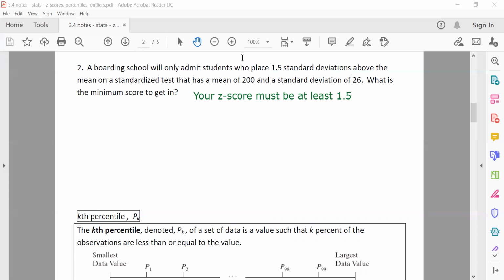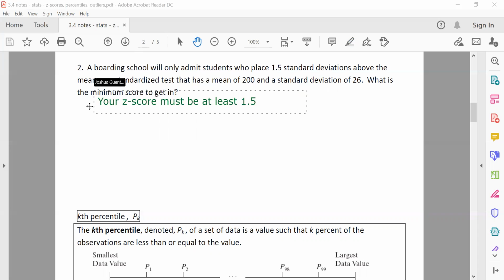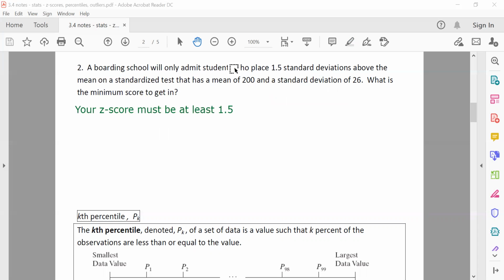And then the mean is 200, so that's going to be our mu. And our standard deviation of 26 will be our sigma. So actually now what we're doing is we're solving for x. We're solving for the score on the original scale. That's what x means. X is a data value from the original scale of the data.